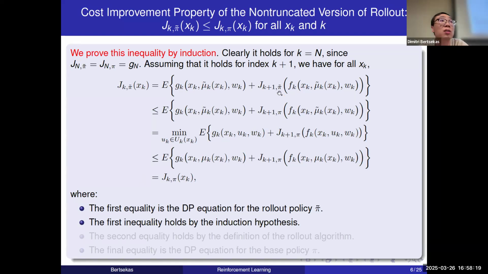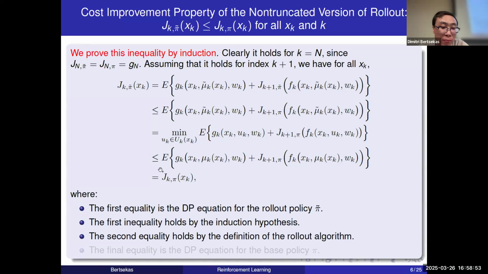Therefore, by replacing this pi tilde with pi and taking expectation, recall that taking expectation means summing up terms with weights given by the probability. So expectation preserves the inequality. Given that this value is smaller than this value for all x_{k+1}, the inequality also holds.